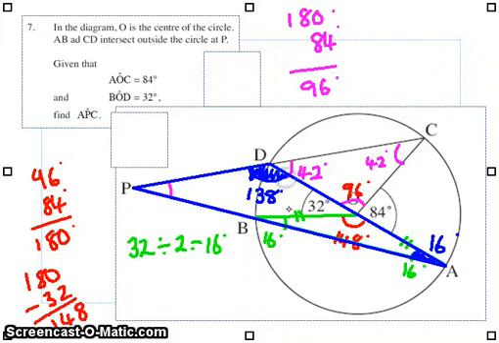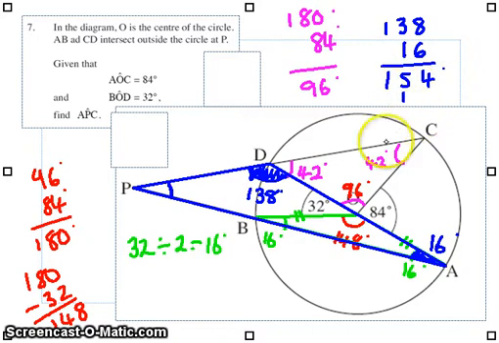So if the angles in a triangle must also add up to 180 degrees, I should now be able to calculate this angle here at P. Well, 138 plus 16 gives me 154 degrees. 180 take away 154 gives me 26 degrees. So the answer to our question is 26 degrees.